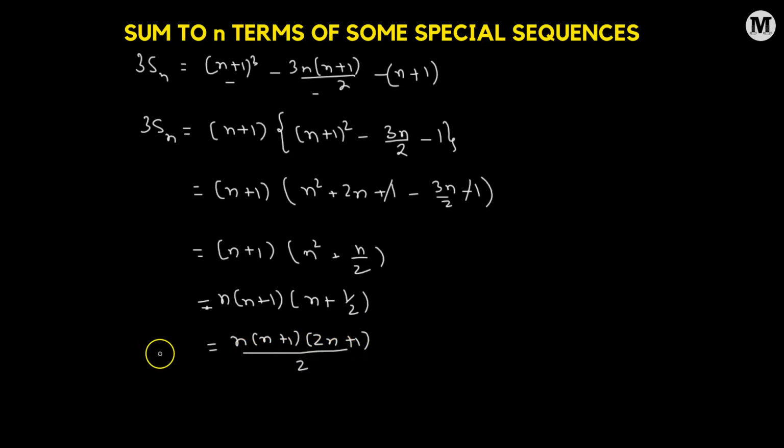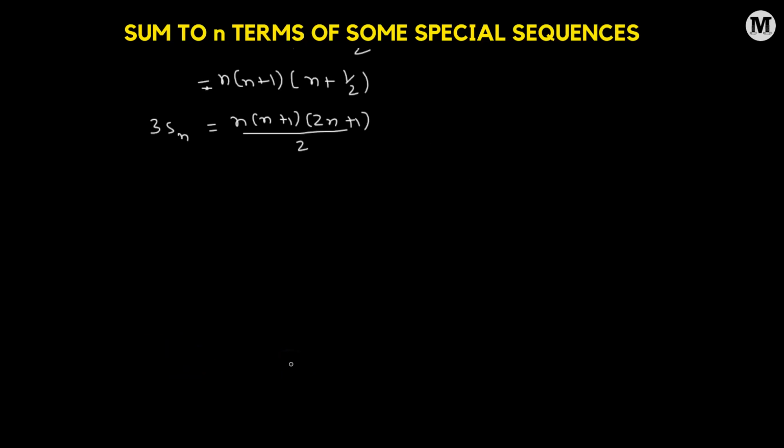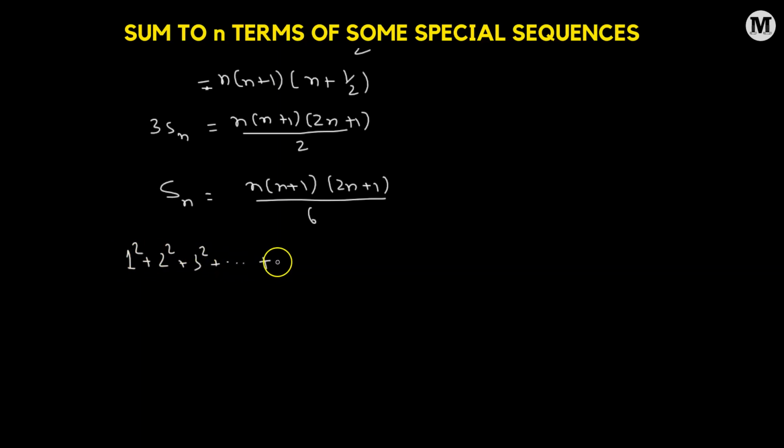This will be equal to n times n plus 1 multiplied to 2n plus 1 whole divided by 2. And on the left hand side we had 3Sn, but we need Sn. So therefore we're going to divide both sides by 3 to get Sn equals n times n plus 1 times 2n plus 1 whole divided by 6. So this is the sum of the squares of the first n natural numbers, or we can say 1 squared plus 2 squared plus 3 squared, all the way up to the last term, n squared. This sum of the squares is n multiplied to n plus 1 times 2n plus 1 whole divided by 6. This is our sum.